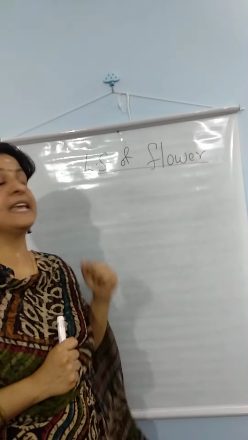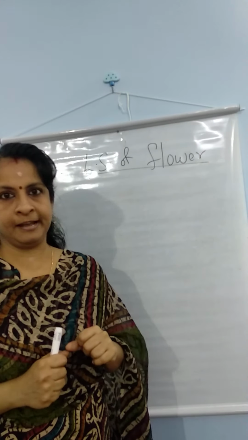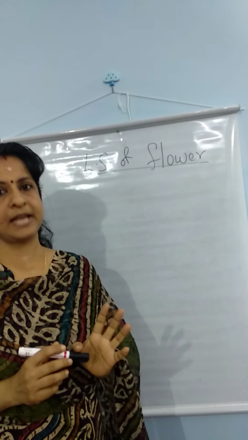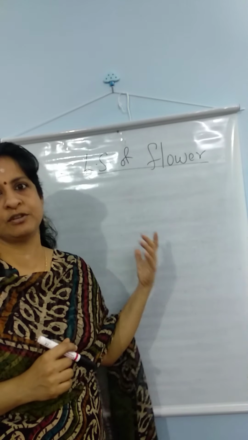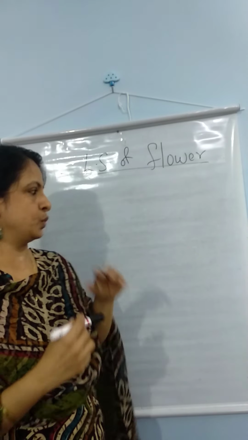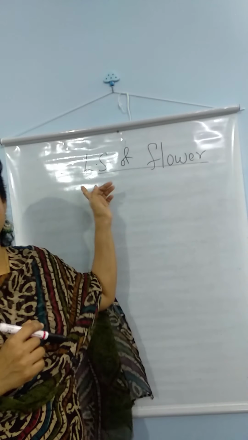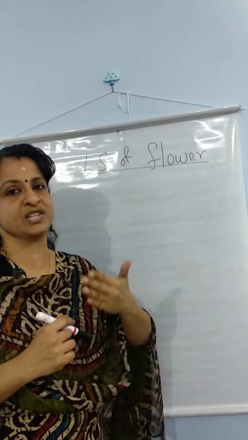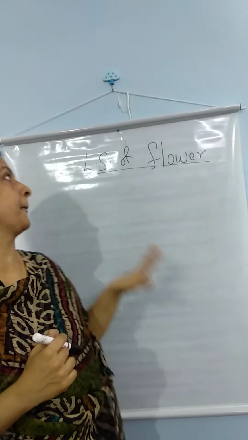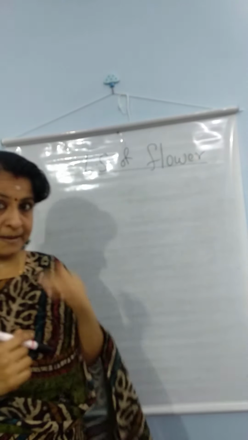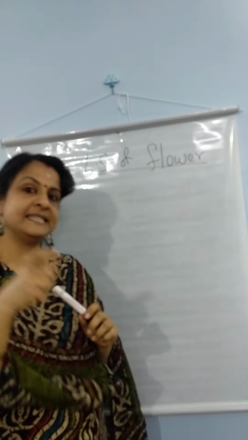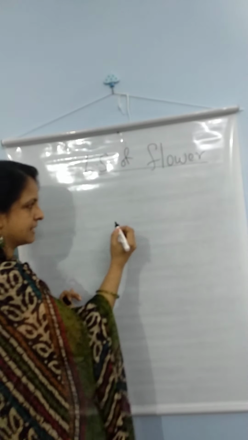See children, let us see how to draw LS of a flower. This is a very important topic for the exam. So if you are asked to draw and label the parts of a flower, what you have to do? When we draw LS, means longitudinal section, vertical section. Okay. So to draw the longitudinal section of a flower, it's always better to start from the center of the flower. So how will you start?